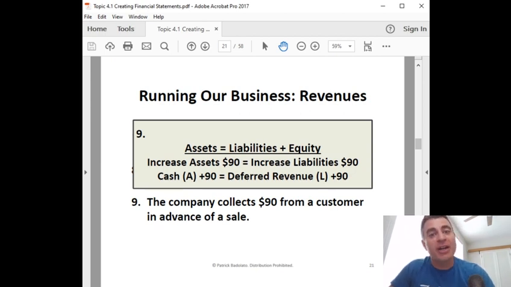We're going to emphasize that we have an obligation. We have cash. We don't get to keep that cash just because we stole it or something like that. We have to recognize we have an obligation, deferred revenue, meaning we have an obligation to provide our customers with goods or services at some point in the future.